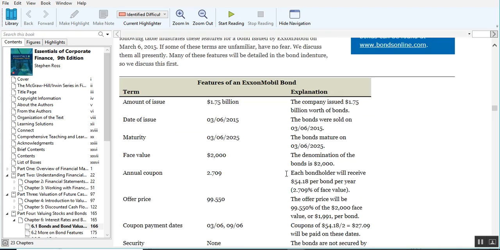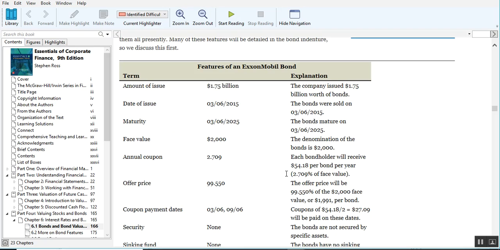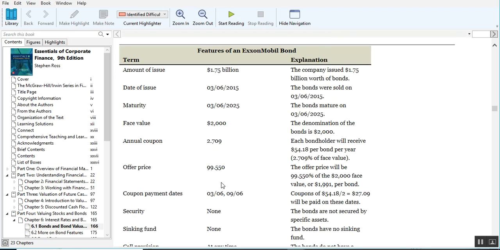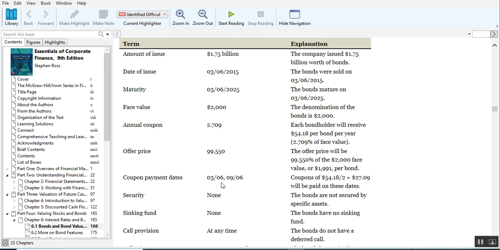But here they give you some examples, features of an Excel mobile bond. They talk about the offer price, and when they talk about bond offer prices, they express them as percentages. So here, 99.55 means it's 99.55% of the face value. Coupon payment dates, when are they going to pay those interest payments? Here it's 4 times a year.